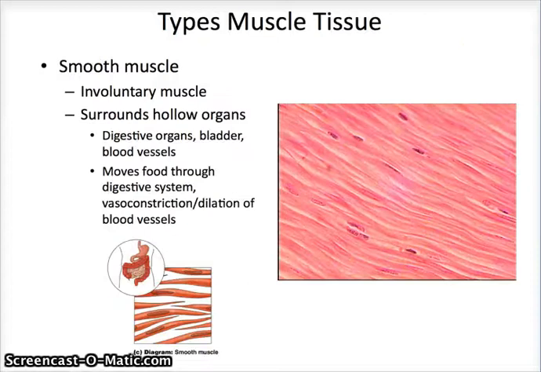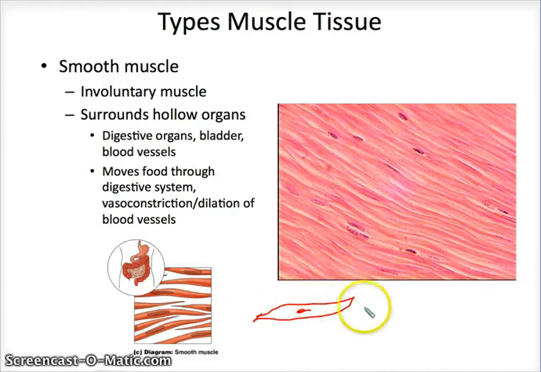Okay, now smooth muscle. Smooth muscle, as we said, lines the hollow organs. It's again involuntary because of the unique shape. It's what's known as spindle shaped. So it kind of has a point here and a point here, and because of that shape, it contracts very differently.